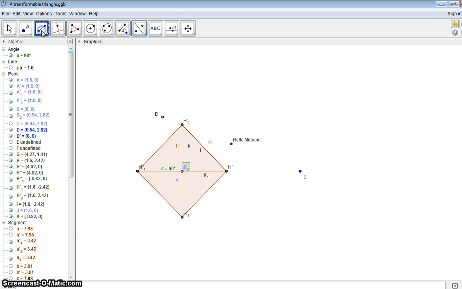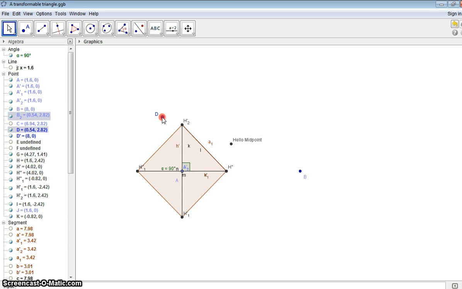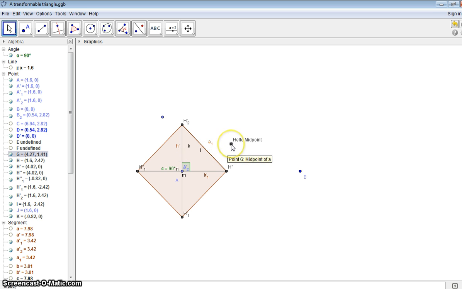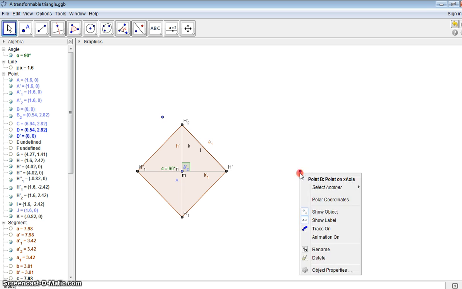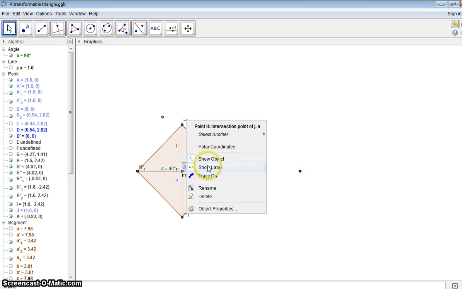If I really wanted to illustrate the diagonals as one piece, I could add the segments separately, and I could turn off some of these labels so that the picture wasn't quite as busy as the one I'm getting. I can turn off the figures. Sorry. I want that object just to go away. I don't really need this midpoint anymore. I don't need D. I don't need the label for H prime.